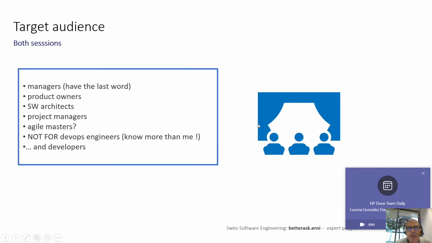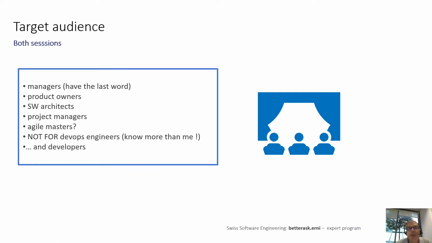The contents for these sessions are very much for beginners, so it's not an advanced session. The target is basically managers who will have to decide which branching strategy to choose. Also product owners, who are responsible for the product, and software architects who will handle the day-to-day, or the project managers. Maybe it's not so much for DevOps engineers, because if you are one, you are supposed to know more than me. And of course, it's for developers. It's important that you have some knowledge about these topics.